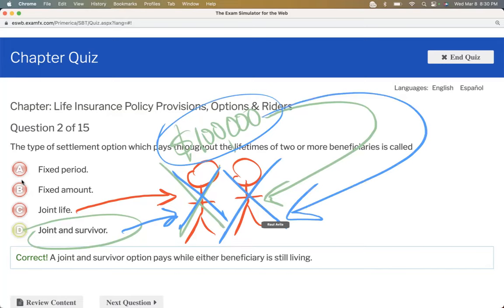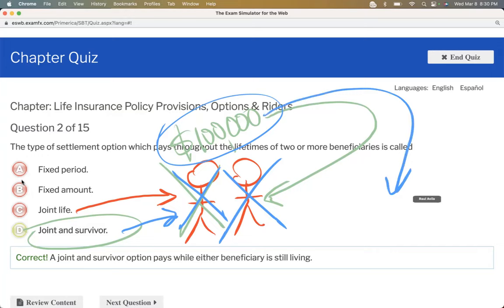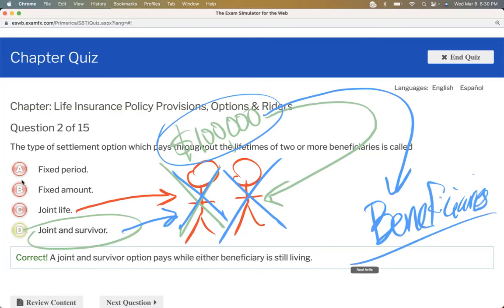And let me go back here. The income gets paid to who? To the beneficiaries. Okay, so hopefully I didn't mess you up. Just know this, okay? Joint life, first to die. Joint survivor, second to die or more, right?